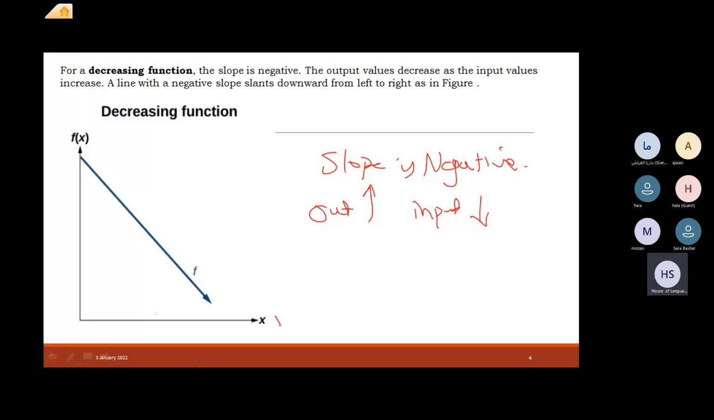Here is the input, and here is the output. X is the input, f of x is the output. And the last thing here, if you go from left to right, you go where? Down the stairs, or downwards. Yes. I repeat, if the output is decreasing, yes, exactly. If they are opposite, they are a decreasing function.